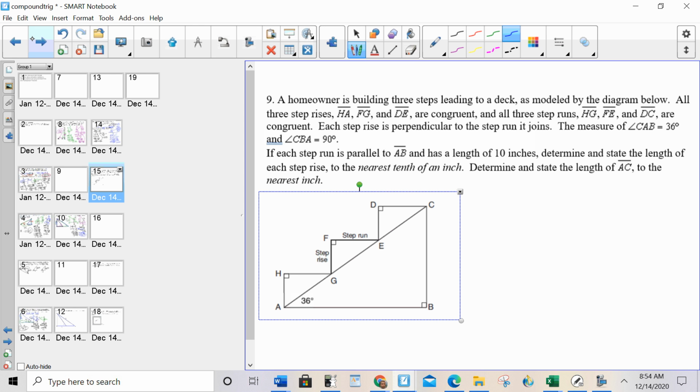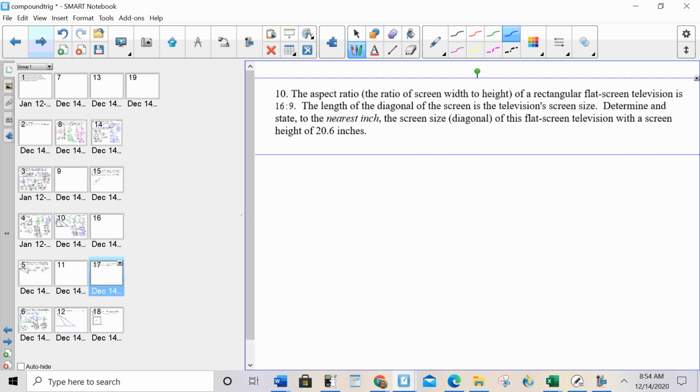Number 9, I'm not going to do it for you at this point. I want you to start trying things on your own. It's similar, but it's different to number 8. You have to come up with your own plan, so I want you to try that one on your own. I'm just going to go over one more with you.